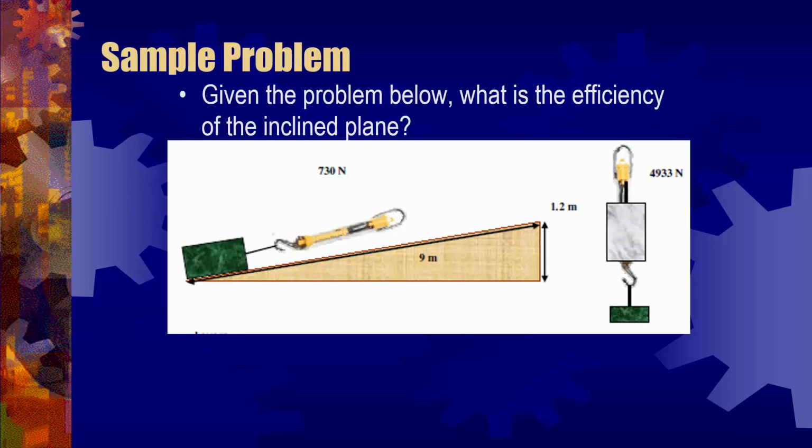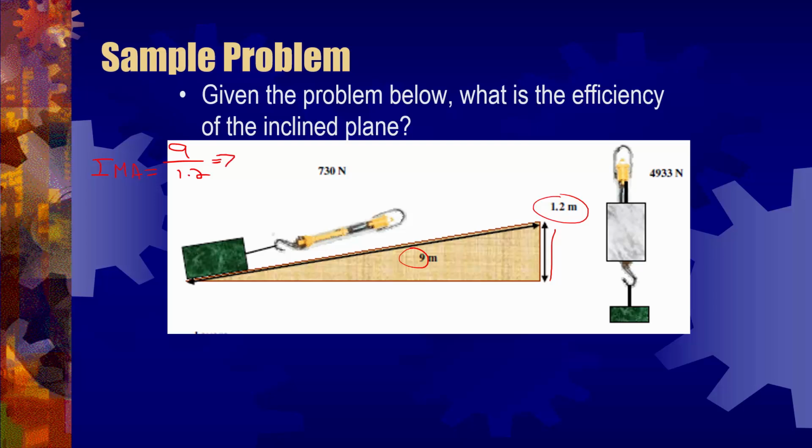Let's dive closer. Sample problem. Now I told you that IMA is equal in this case, because this is an inclined plane, to the length of the effort, that guy, divided by the length of the resistance, which in this case is this guy. So that is 9 divided by 1.2, and that is, oh crud, I don't have my calculator. Hold on, wait, it's here. There it is. Okay. I was scared for a second. 9 divided by 1.2 equals 7.5.